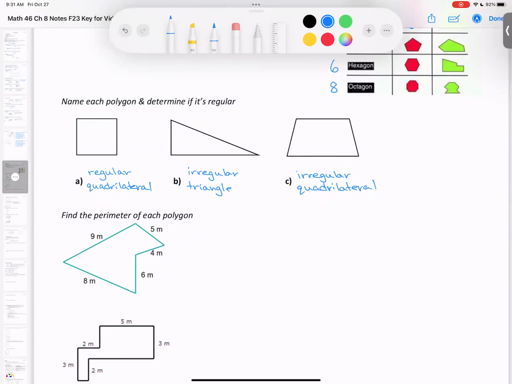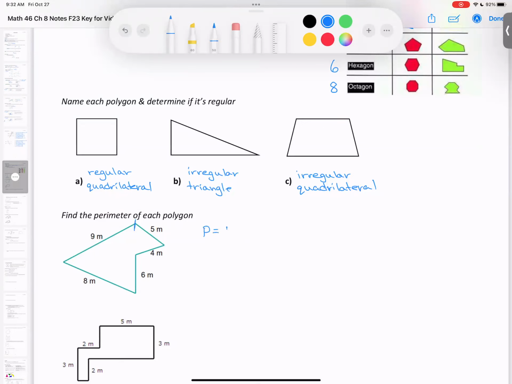Okay, so find the perimeter of each polygon. Okay, so remember, perimeter is like if you're building a fence. It's the length you would need to enclose that shape. So I like to draw myself a line on where I'm starting, and then I just go around and add up all of the side lengths.